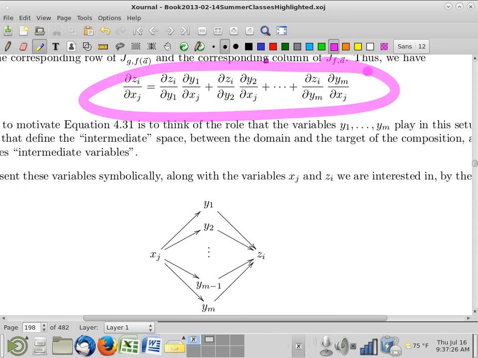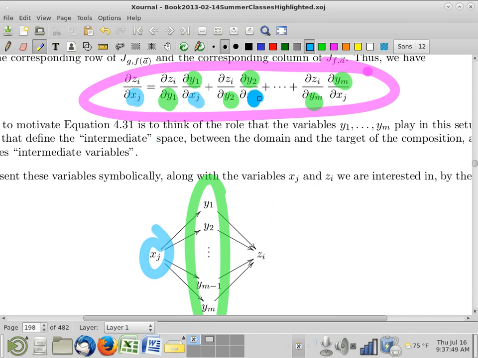If you're looking for a way to remember this formula, for example, I think a pretty good way to remember it is to think about, okay, well, what are the various intermediate variables? Let me use a better color choice. What are the various intermediate variables? And notice that all those intermediate variables show up in this way in terms that relate xj changes to zi changes. Very happy? All right.